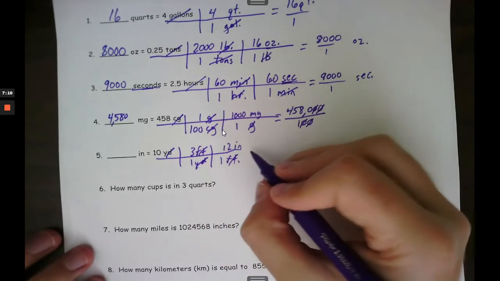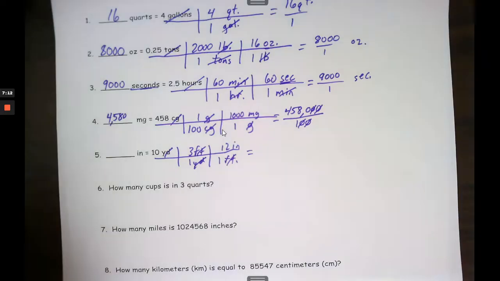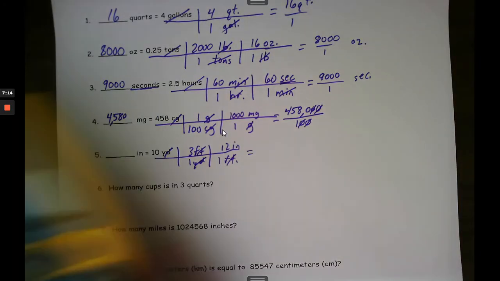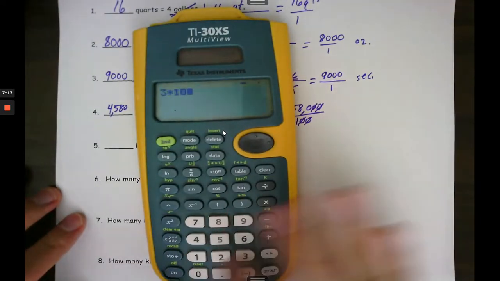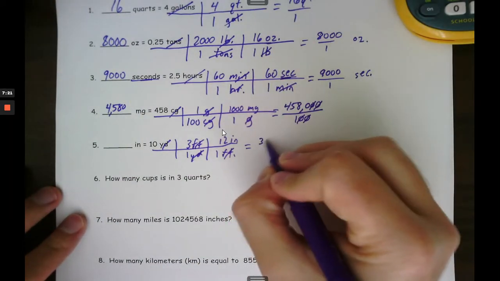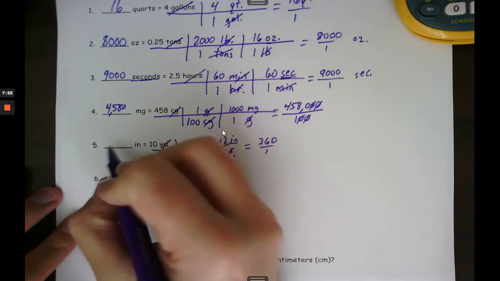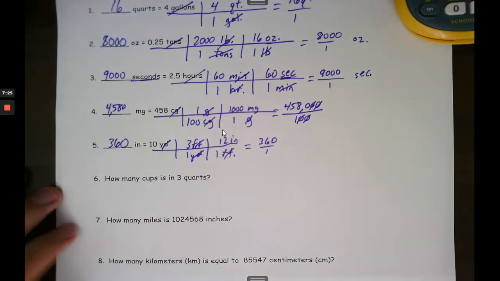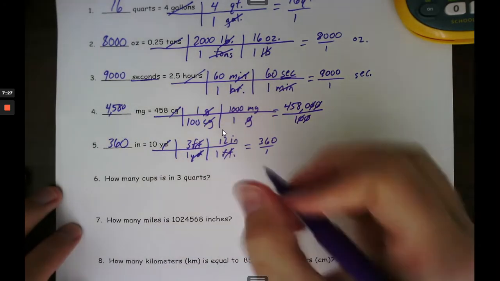So I'm doing 3 times 10 times 12. So 3 times 10 times 12, that's 360 over 1, which is 360 inches.